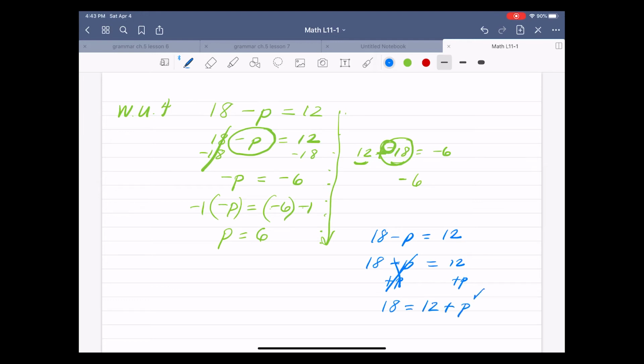I'm still back at needing to isolate p. But the 12 is in the way. I've got to get rid of it. What's the opposite or the inverse operation of plus 12? It's going to be subtract. So if we're adding 12, we're going to subtract 12. If we subtract 12 from the right side of the equation, we have to subtract 12 from the left side. 18 minus 12 equals 6. 6 equals p. Same answer. I think you're catching on, right?